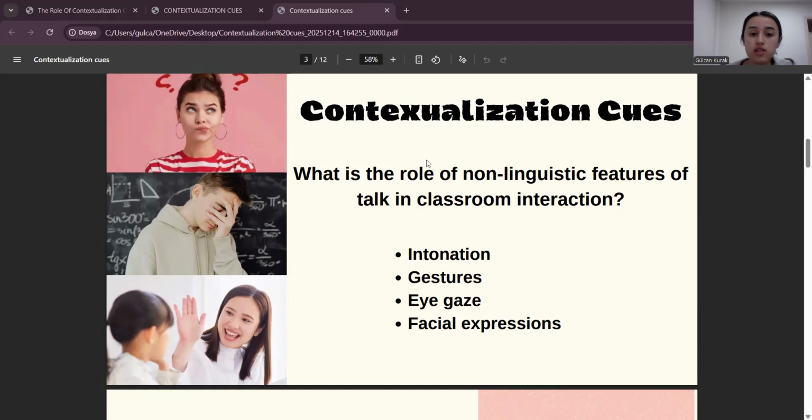And also these cues help us get information about the students' engagement. So these are really important, and also for the teachers, these cues can guide the students for the lessons, for the questions.